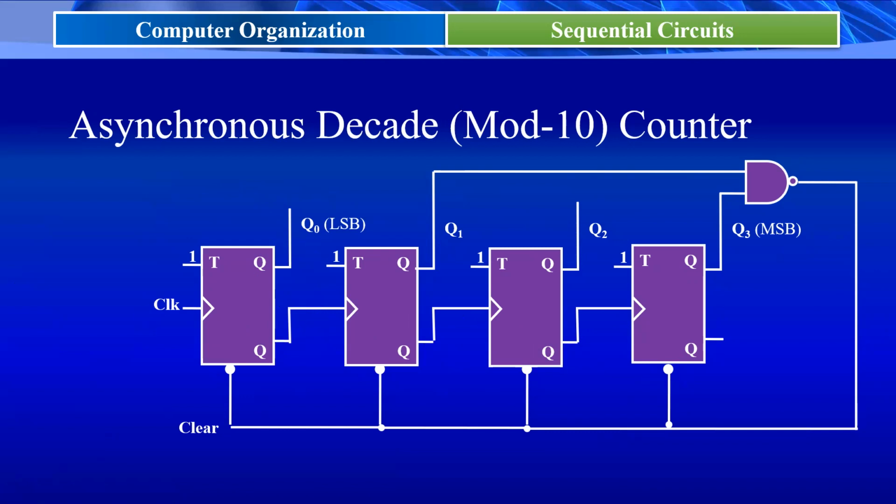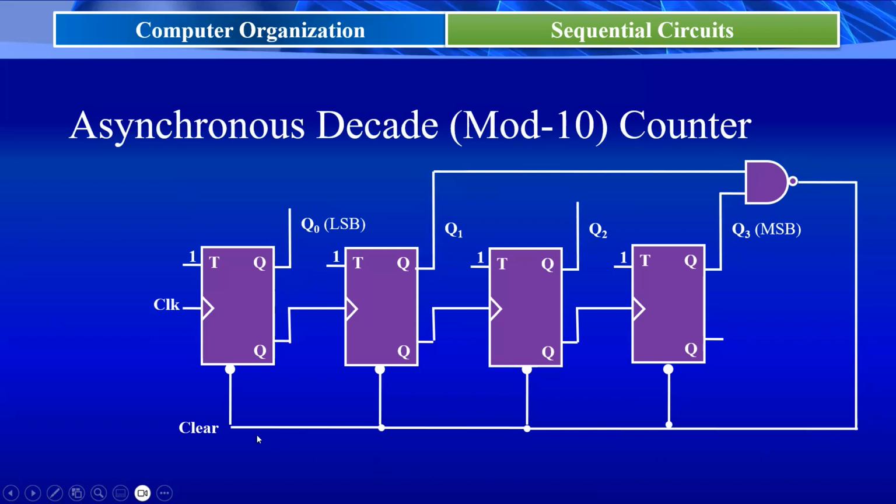What happens if the count is 1010? Here the most significant bit is 1, that is Q3 is 1, Q2 is 0, Q1 is 1, and Q0 is also 0. Q3 and Q1 are both given to the inputs of a NAND gate. For a NAND gate, when both inputs are 1, the output is 0.